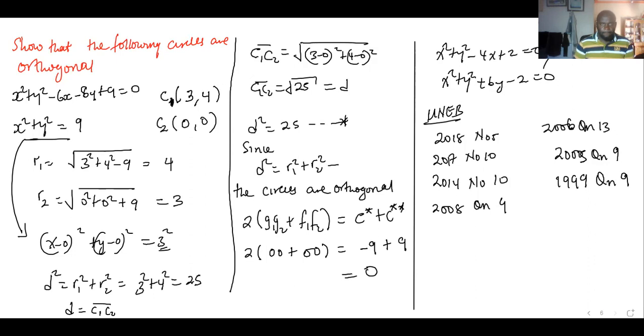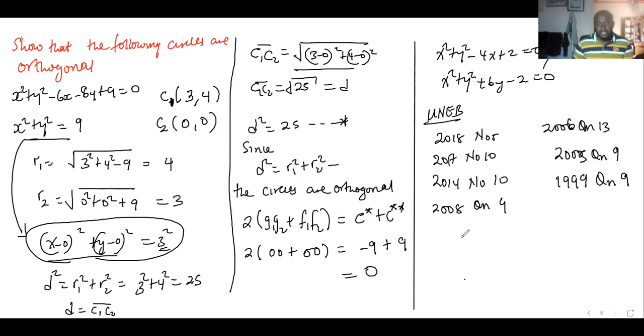Excuse me, sir. So could you explain this part where you said x minus 0 squared plus y minus 0 squared equals 3 squared? I'm not getting it. This one. Yes, this one, the one you underlined. Yes, sir. Now there is this equation.